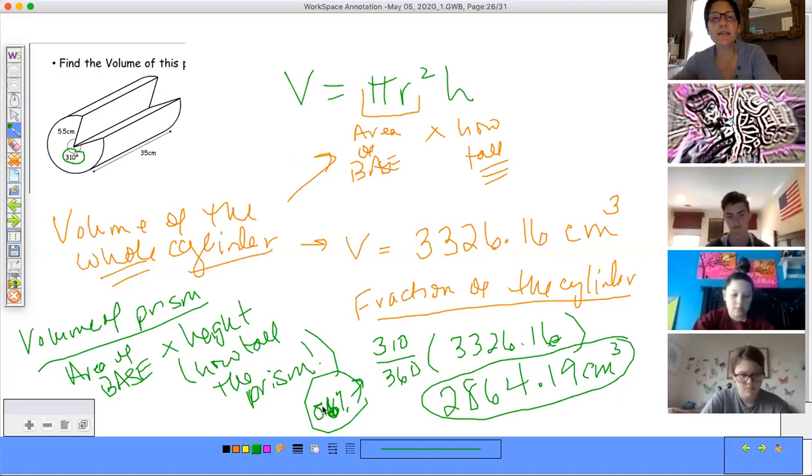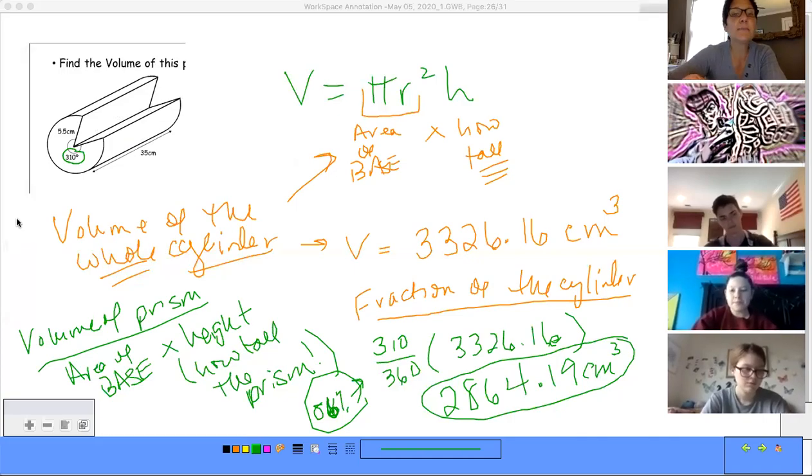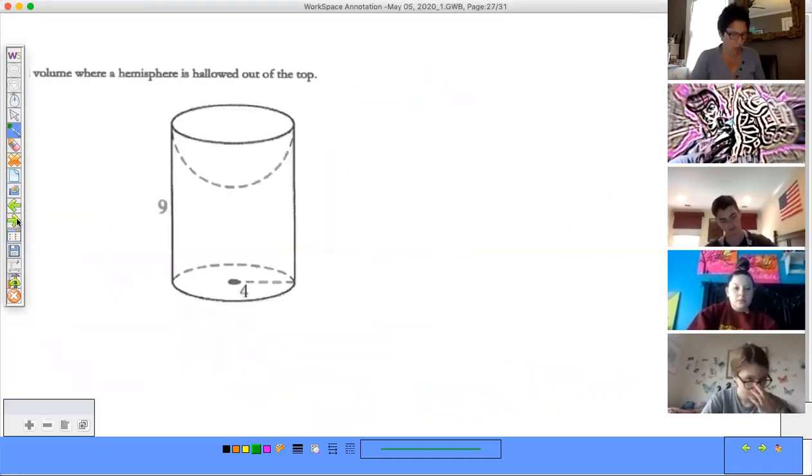Does everybody see that? Because again, everything in life, when I talk about a whole cylinder, that represents 100% of the cylinder. If I cut a piece of it out, I've taken a percentage of that 100 away, and in this case, it was 14%. Okay. We're going to finish up with this guy, and then we're going to call it a day, and then you guys can try out some stuff there.